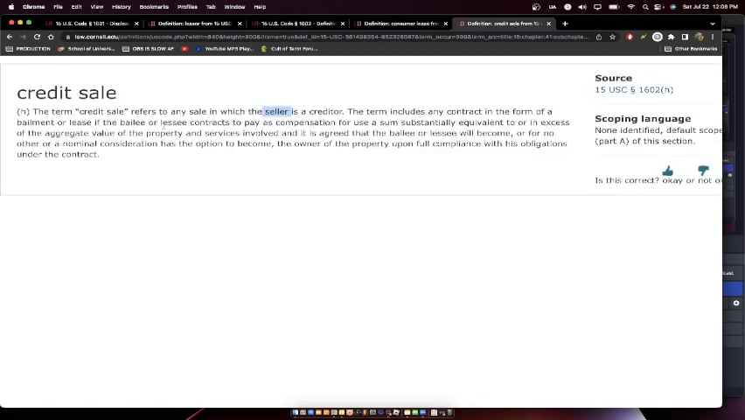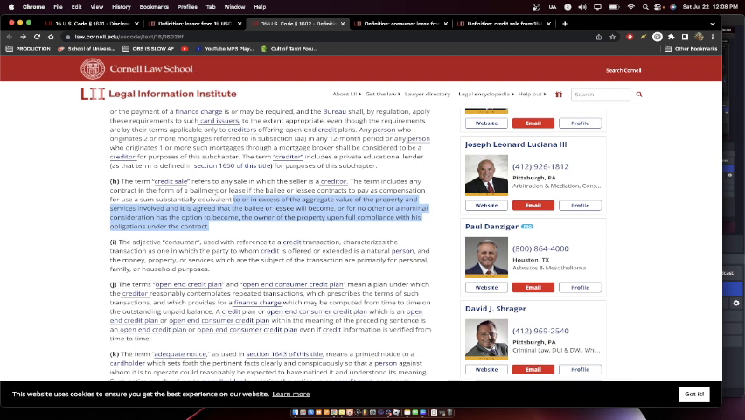Credit sale refers to any sale in which the seller is a creditor. The term includes any contract in the form of a bailment or lease, if the bailee or lessee contracts to pay as compensation for use a sum substantially equivalent to or in excess of the aggregate value of the property and services involved, and it is agreed that the bailee or lessee will become the owner of the property upon full compliance with its obligations under the contract. So that's not a public thing.